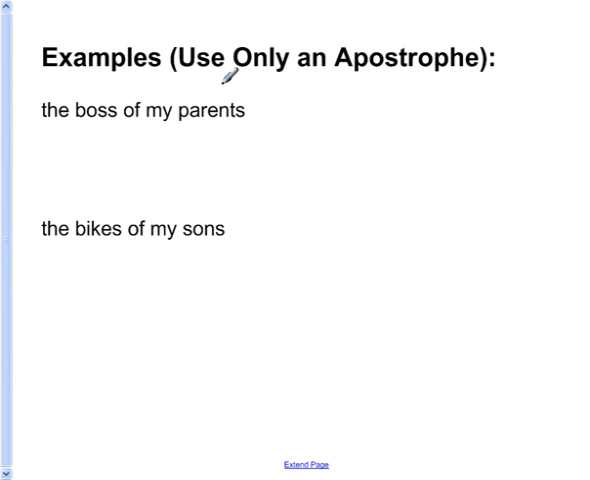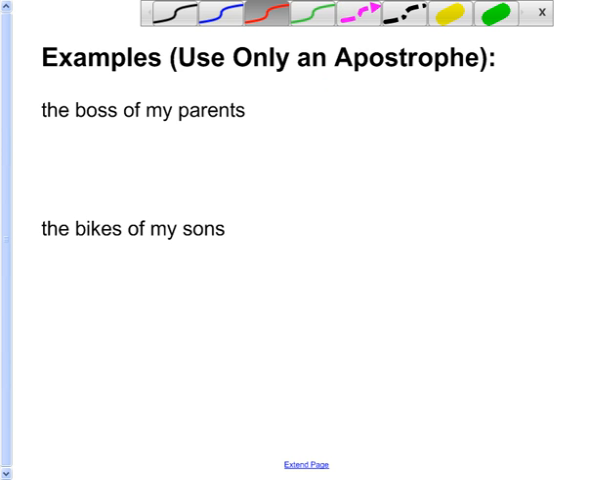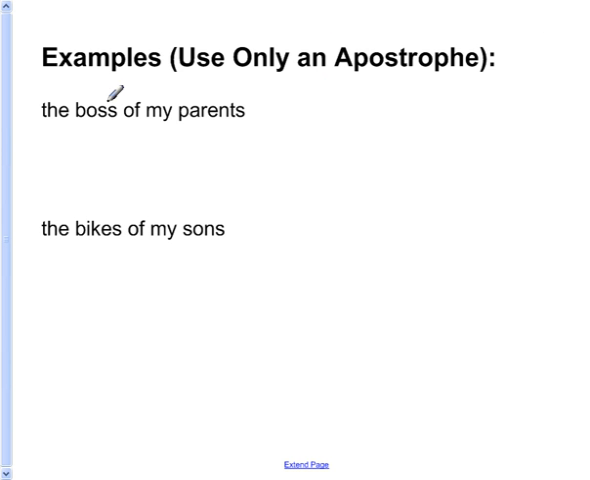Now let's look at some examples where we don't need the apostrophe S. In fact, to use an apostrophe S would be incorrect. We simply use an apostrophe to indicate possession. So let's look at two examples. The first example, the boss of my parents. So parents is the owner here, or the possessor, and boss is the item being possessed. We know we have possession because of the of test. Therefore, we put an apostrophe S at the end of the owner word. We look at the last letter of the owner word.